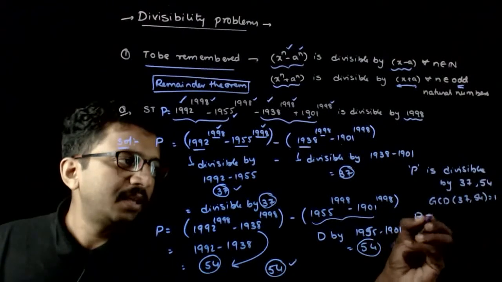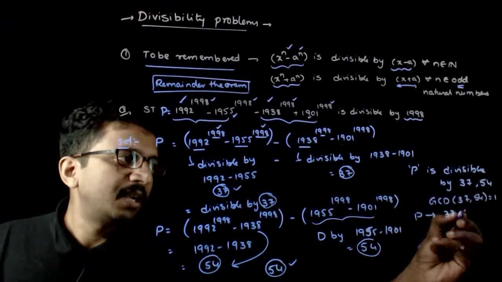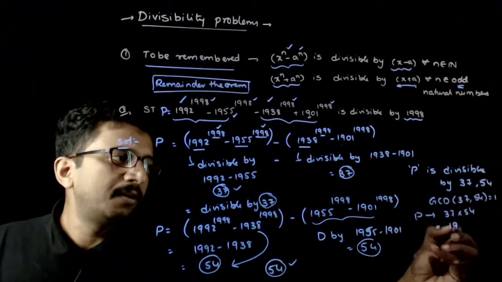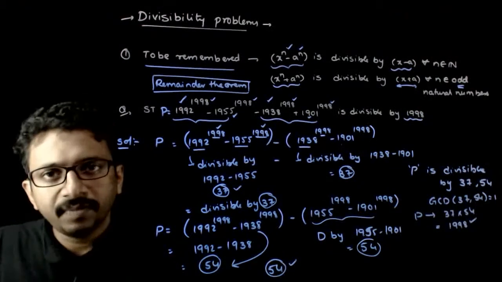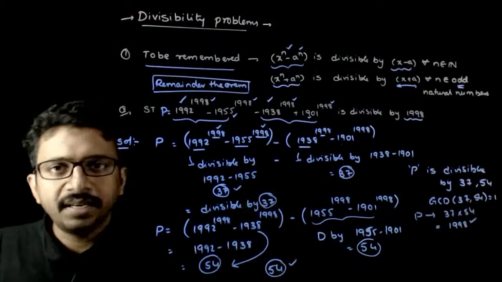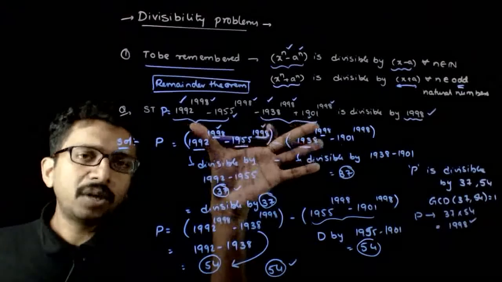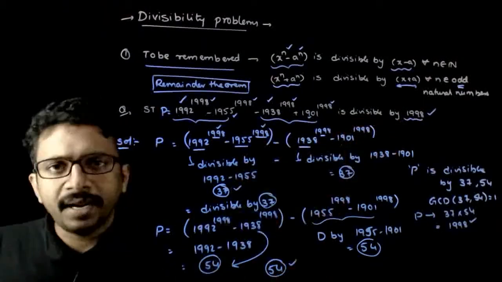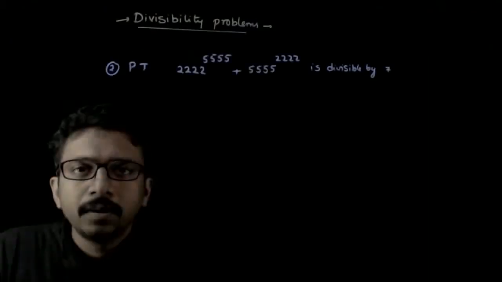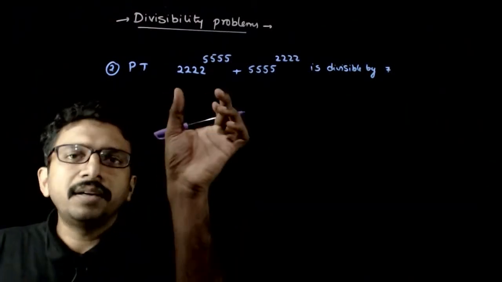Hence P is divisible by 37 into 54, which is equal to 1998. Hence P is divisible by 1998. So that's how we have shown that this total number, whatever this is, is divisible by 1998. So now let us look at another divisibility problem.